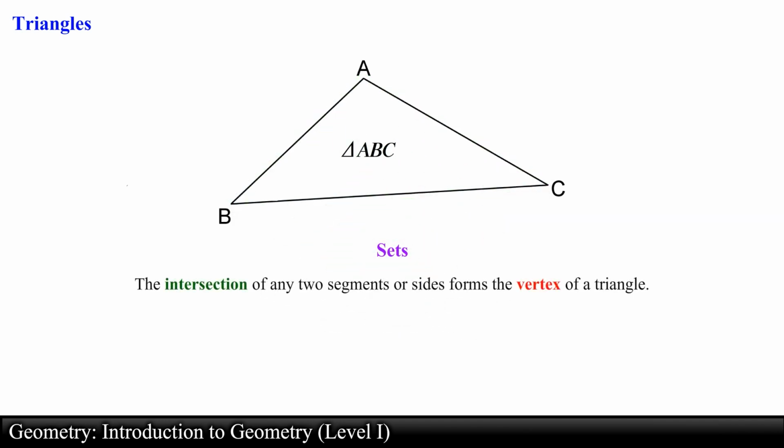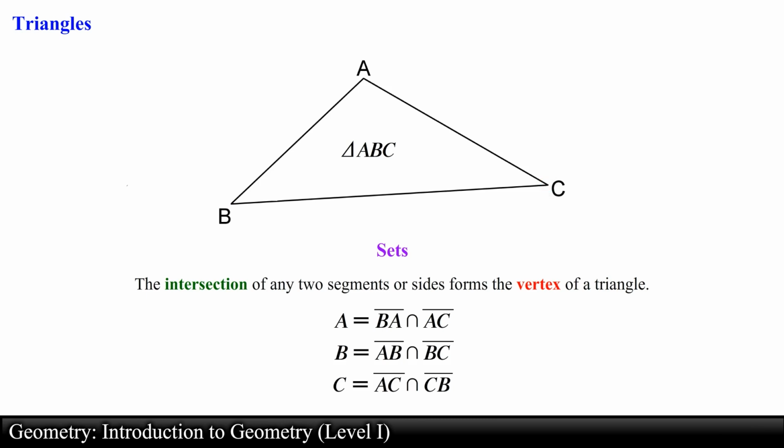Likewise, the intersection of any 2 segments or sides forms the vertex of a triangle and can be denoted using set notation as follows. Vertex A is equal to segment BA intersected with segment AC. Vertex B is equal to segment AB intersected with segment BC. And vertex C is equal to segment AC intersected with segment CB.